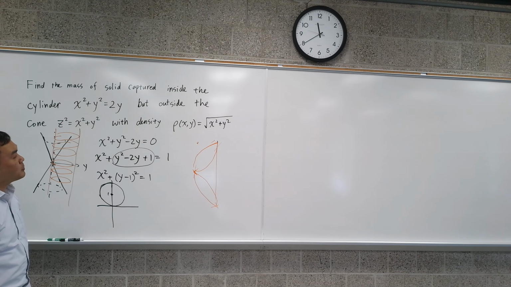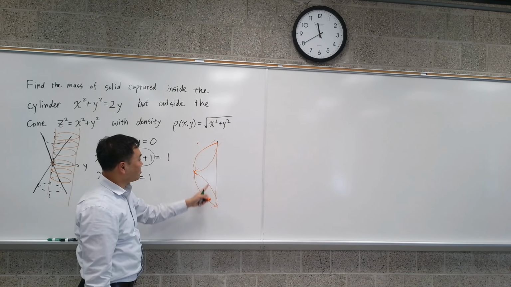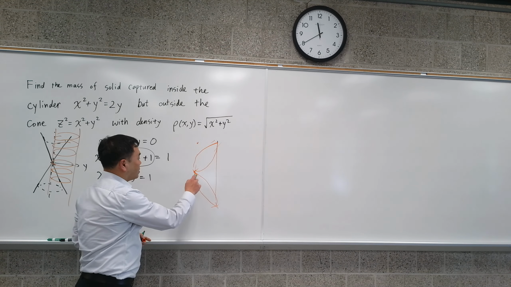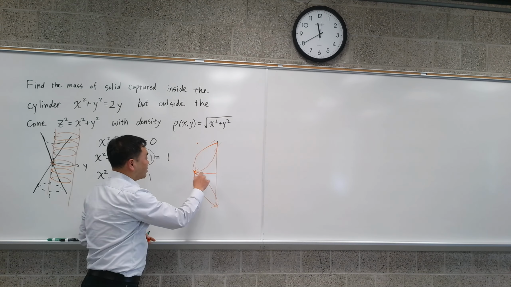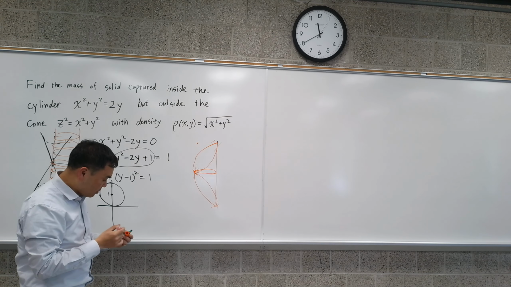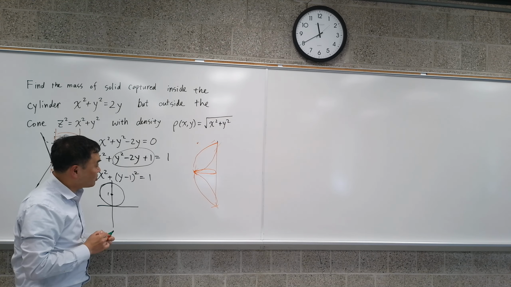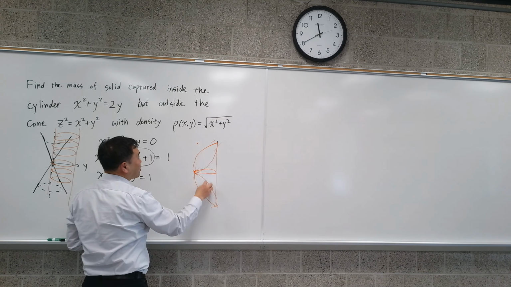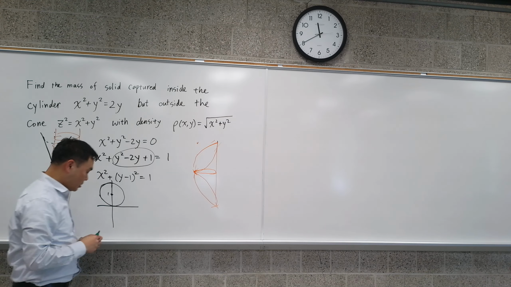And then you can see that the density is constant along the z-axis. And because of that, if you cut this object exactly in half, you would see that these two will have the same amount of mass, okay?